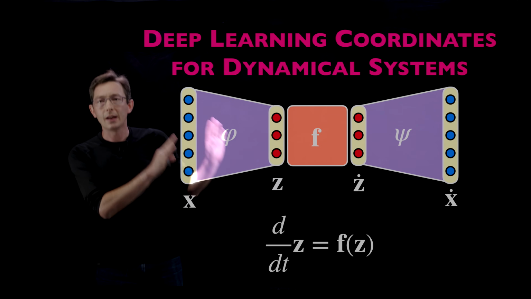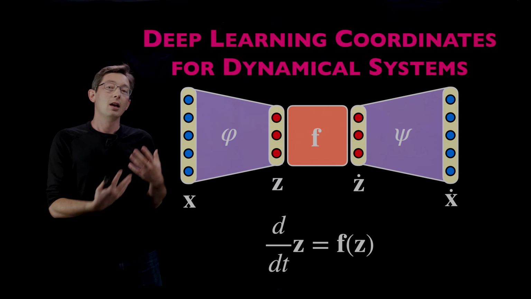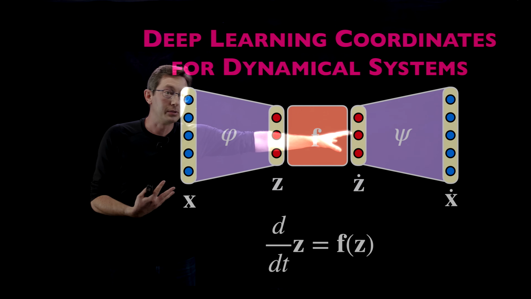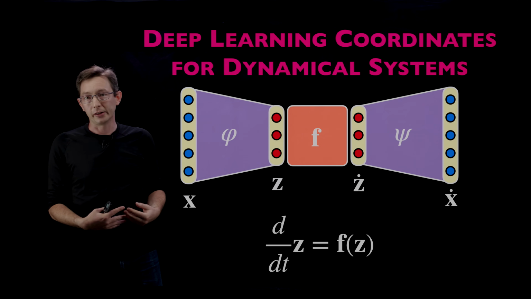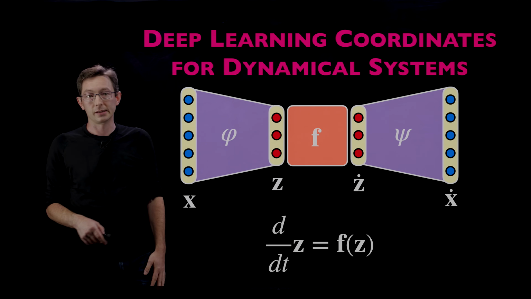So I'm going to walk you through a number of key architectures for how you can do this with deep learning, what restrictions we can put on f and phi and psi, and also tie this a little bit to the history of coordinate discovery and dynamical systems.